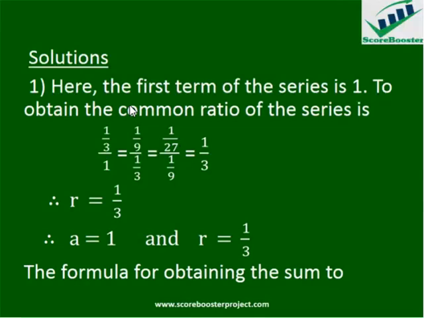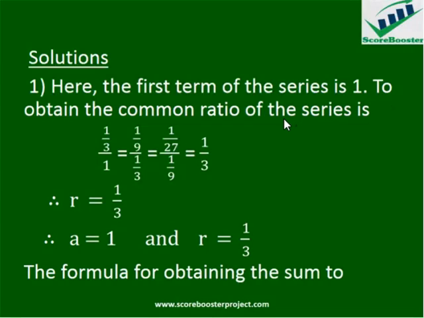In the first example, we were given a particular series: 1 plus 1 over 3 plus 1 over 9 plus 1 over 27. So from the series, we know that the first term is 1, that is a is 1. If you are conversant with how to identify the first term of a geometric progression, you know that the value of a, which is the first term, is 1.